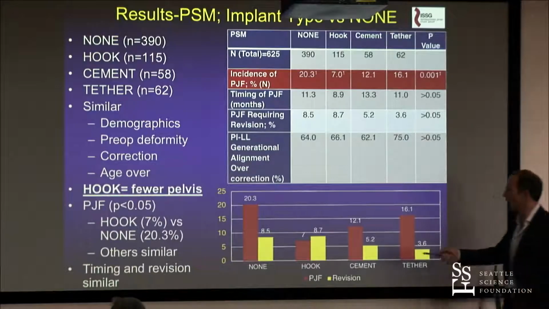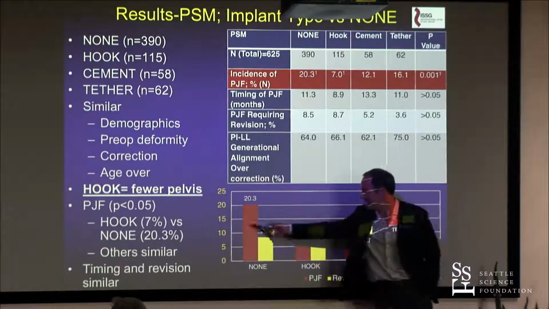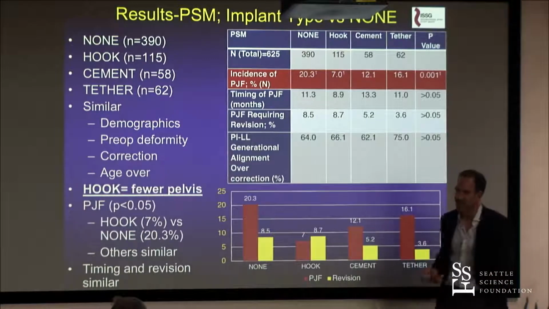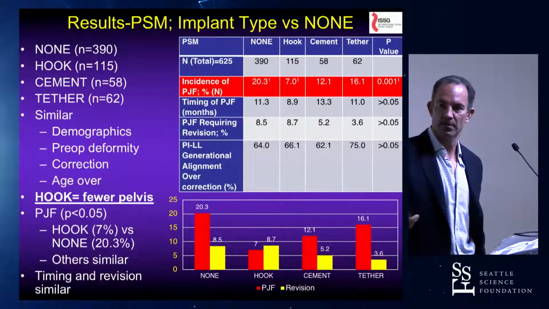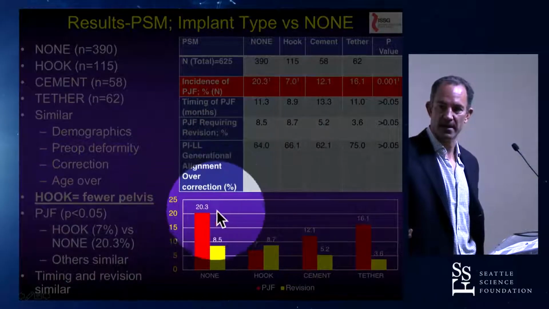hooks performed the best. Red here is the PJF rate. Yellow is the revision surgery rate. And you can see this drop. You can see this drop from here down to there.